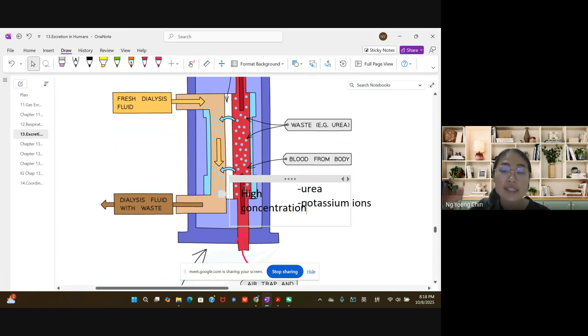So that's why here becomes high concentration, right? Then the dialysis fluid has very low concentration. So it will cause the urea to be transported from the blood, which has a very high concentration, into the dialysis fluid, which has a very low concentration. So this method is simple diffusion. After that, the dialysis fluid gets the waste products from the blood, and then transports the waste products away together with the dialysis fluid.